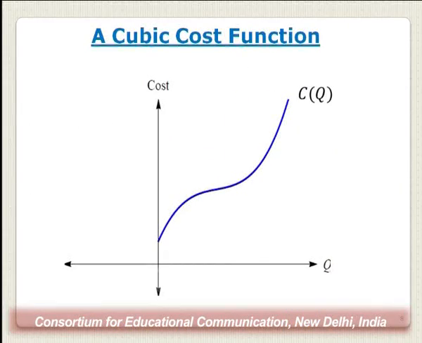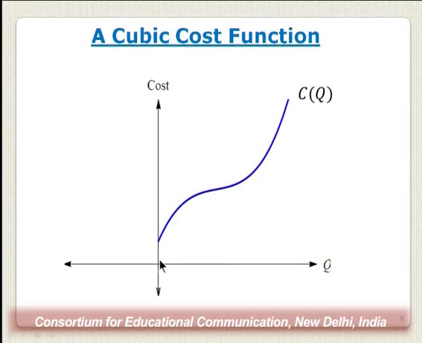The first feature is that on the horizontal axis, I have output represented by Q. On the vertical axis, I have cost represented by C. Because neither Q nor the cost can be negative, both C and Q have to be non-negative, so we have to restrict ourselves to the first quadrant. So the graph has to be in the first quadrant. Also, let's suppose at Q equal to 0, you incur a certain amount of fixed expenditure, some fixed cost which is independent of the level of output.